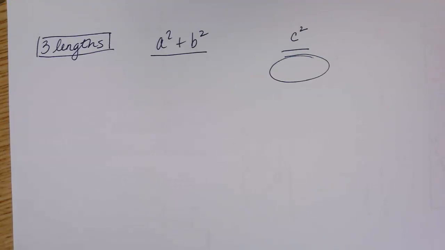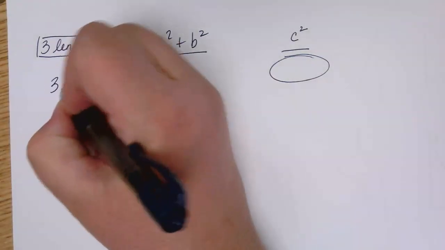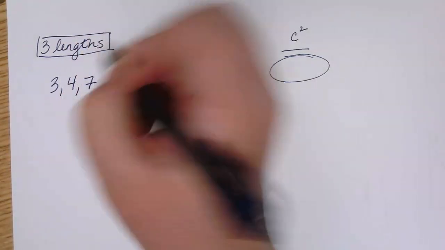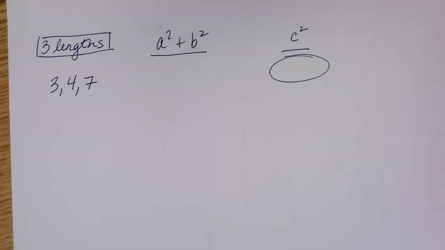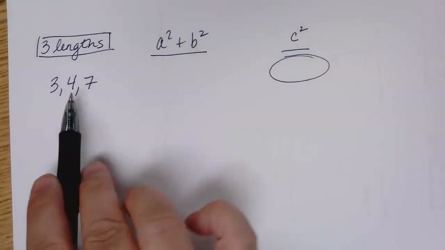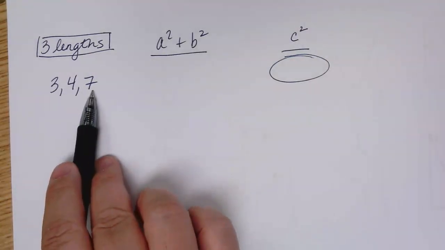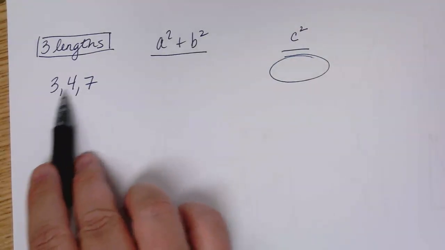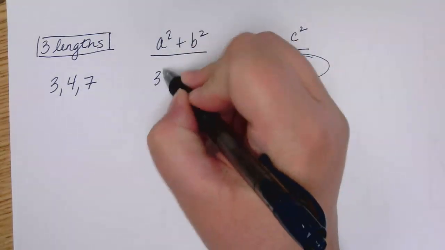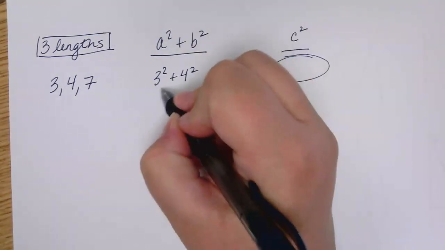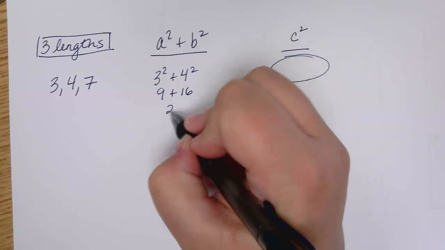Let's suppose that the lengths I'm asked about are 3, 4, and 7. Now remember, you always have to think about which one's the biggest number because that has to be c. So it is in order this time. c is the last number. It's not always going to be. So these are my a and b. First I'm going to do 3 squared plus 4 squared, and I'm going to figure out what that is. And that's 25.